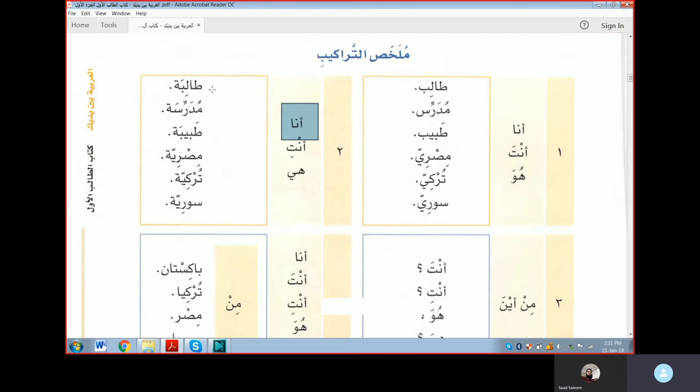أنا طالبةٌ, I am a student, for female. أنا مدرسة, I am a teacher. أنا طبيبة, I am a doctor. أنا مصرية, I am Egyptian. أنا تركية, I am Turkish. أنا سورية, I am Syrian.